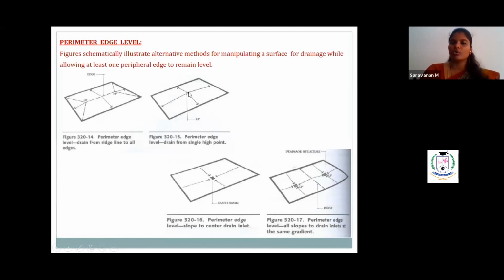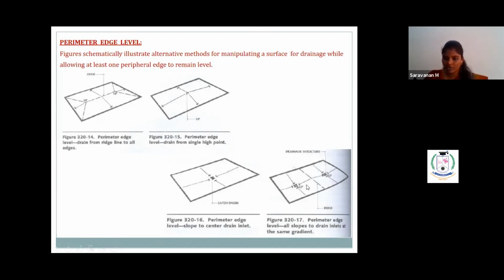So these are the contour levels which I'm explaining, and the drains which are happening. So in this you have the contour, the edge in the center, and from there it drains to all the points. And the next one is the perimeter edge level, which is in the center, which slopes this way. All these are sloping downwards this side, these are sloping inwards. And this one is the perimeter edge level. All the slopes drain into the inlet at the same gradient.